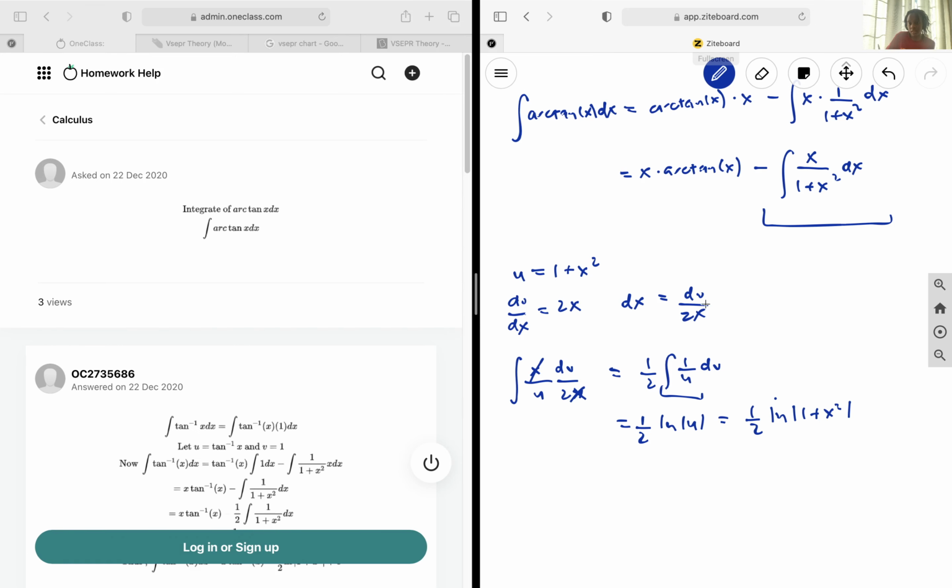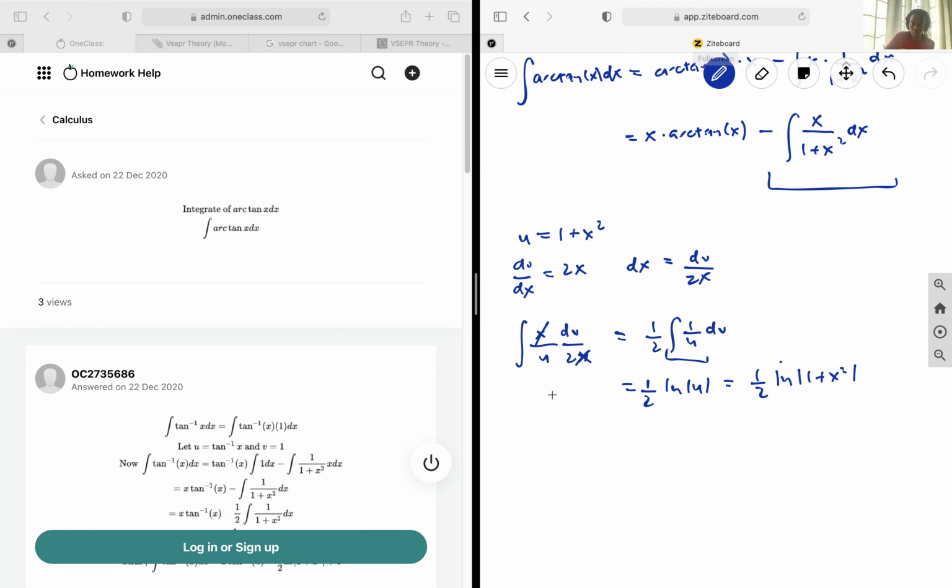And so when we put that in back here, we get that the integral of arctan x dx is equal to x multiplied by arctan x minus a half the ln of 1 plus x squared. And let's not forget about the plus c. And this is going to be our final answer.